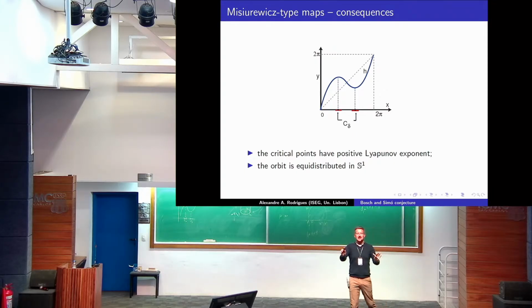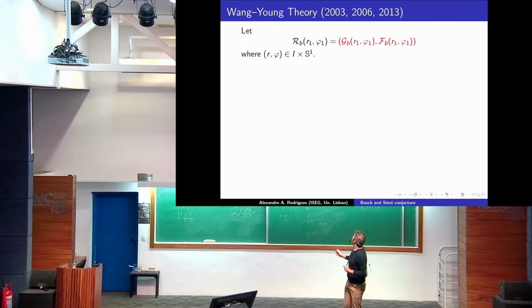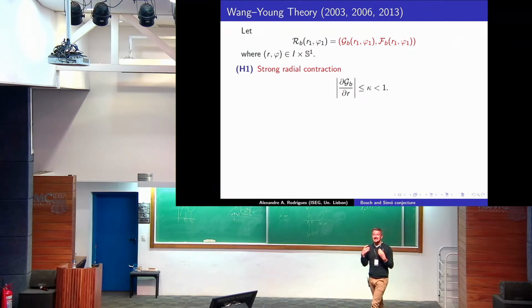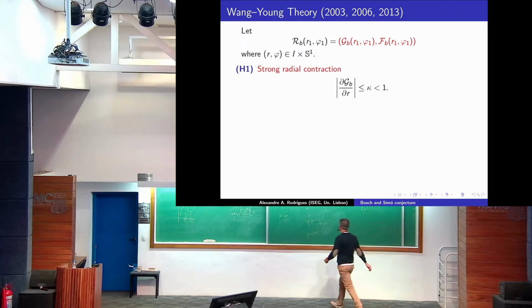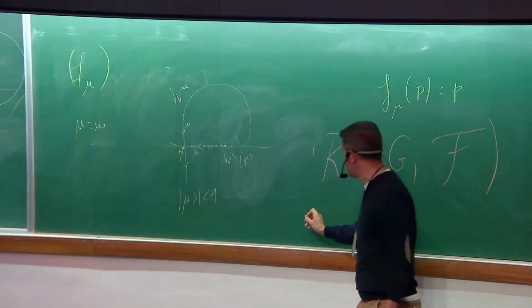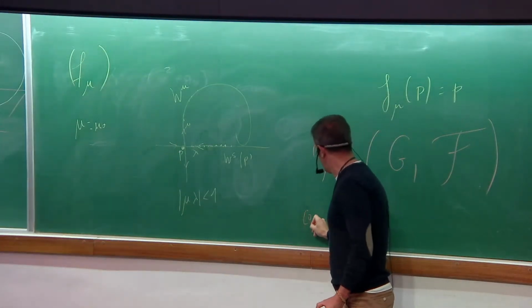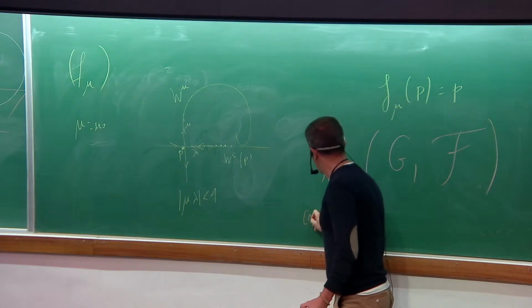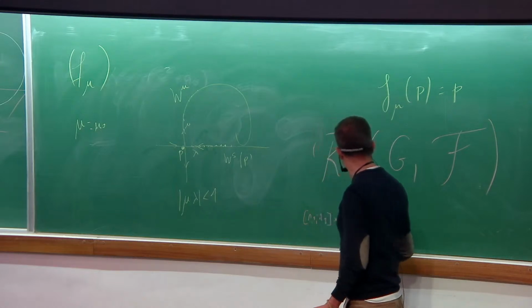So this is a Misiurewicz map, and my proof, so I have the first return map, my proof uses a theory, the theory of Lai-Sang Young, that says that I have a strong contraction in the radial component. So take this picture. I have the return map with 2 components, the radial and the angular. Don't forget, the domain is an interval times S1.